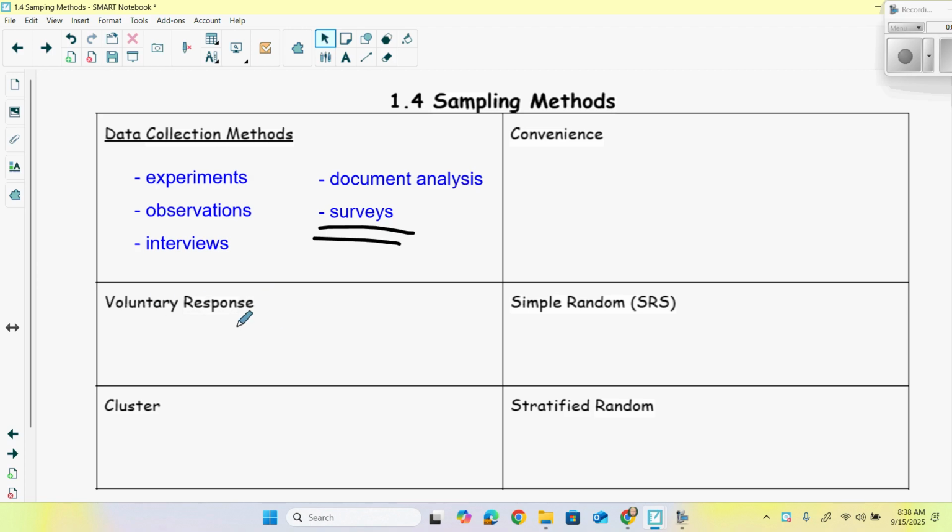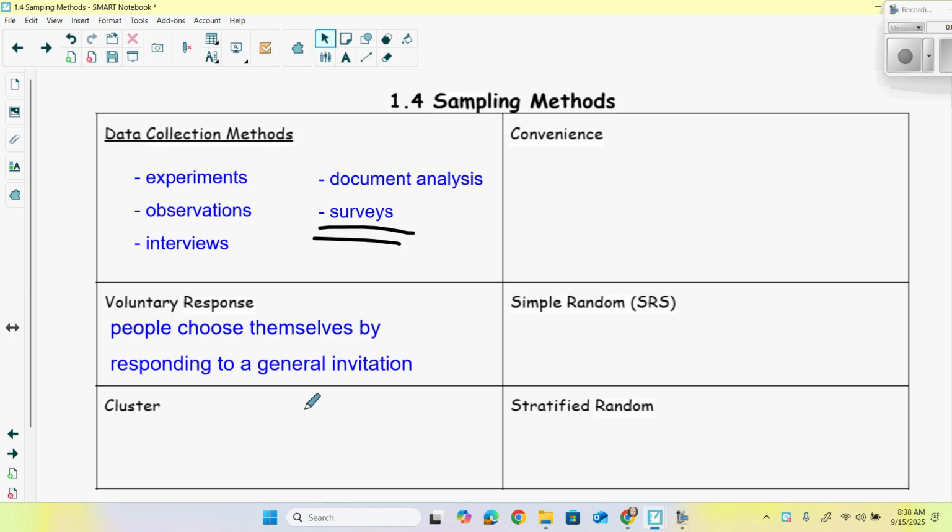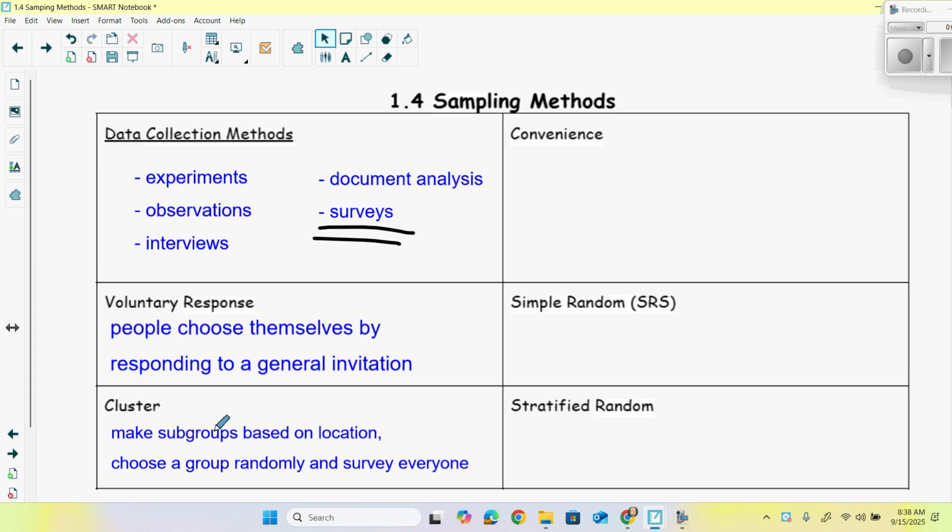There are a few types, 5 here that we're going to show. A voluntary response. In a voluntary response, people choose themselves by responding to a general invitation. There are obviously opportunities for people to be involved there, but we don't know if we're going to get a good representation of them. We can cluster, which is making subgroups based on location. It's kind of convenient, but we're hoping that we get a good random survey of people. So we cluster people by location.